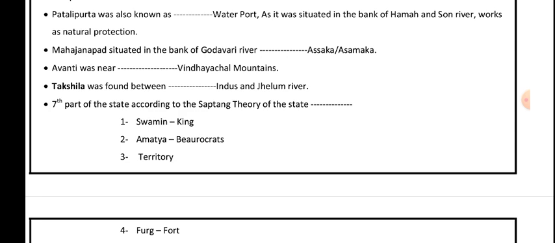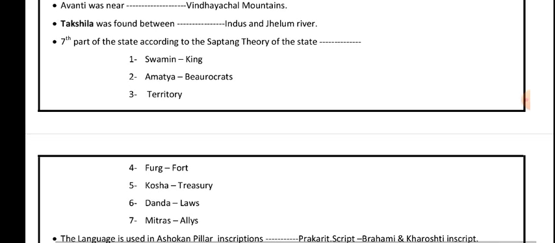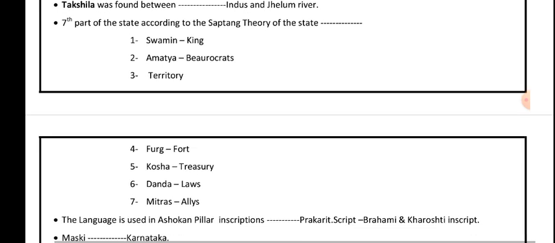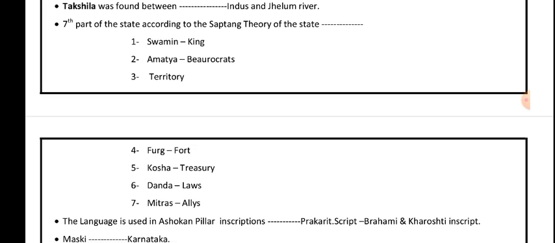Assaka, Asmaka. Avanti was near the Vindhya mountains. Takshila was found between the Indus and Jhelum rivers.